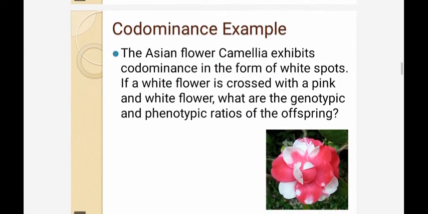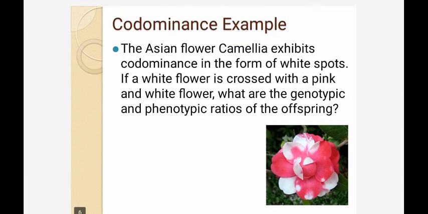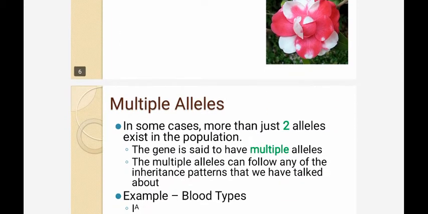Another example of codominance: the Asian flower camellia exhibits codominance in the form of white spots. If a white flower is crossed with a pink and white flower, what are the genotypic and phenotypic ratios of the offspring? You all do the Punnett square and solve the problem.